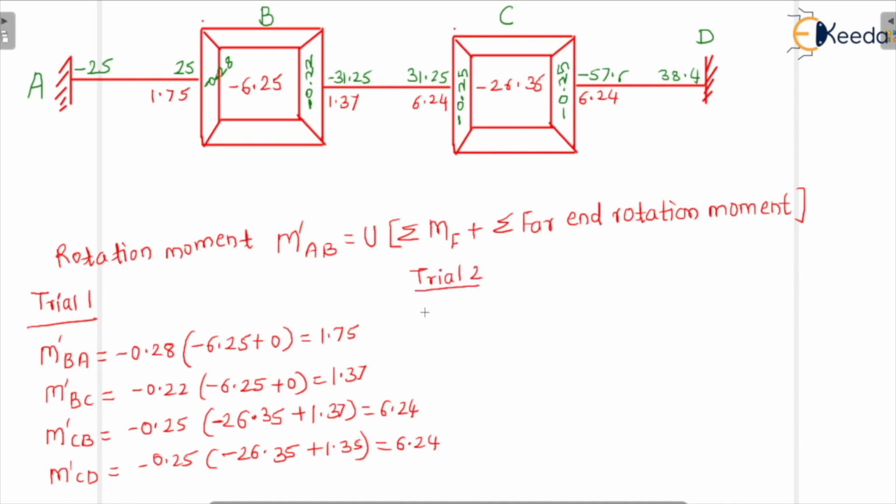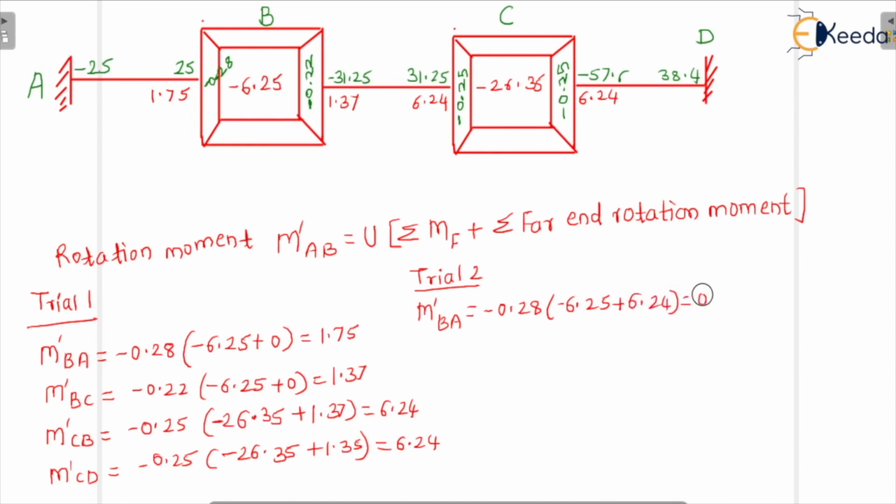For trial 2, let's do m dash of BA. Now here for BA it is minus 0.28 into, again we will be using this value minus 6.25. Okay, and then we are going to use this value 6.24. So just see how I am writing: minus 0.28 into minus 6.25 plus 6.24.